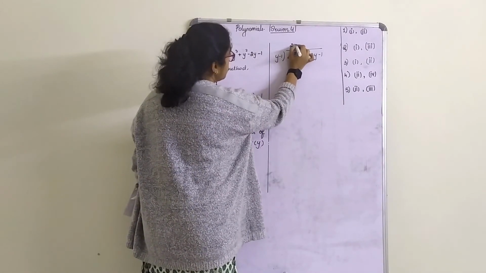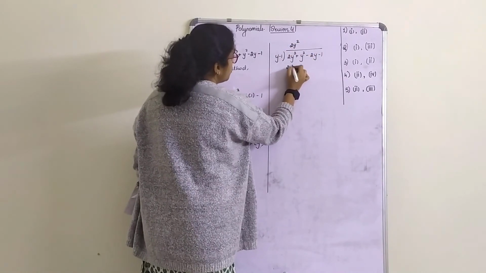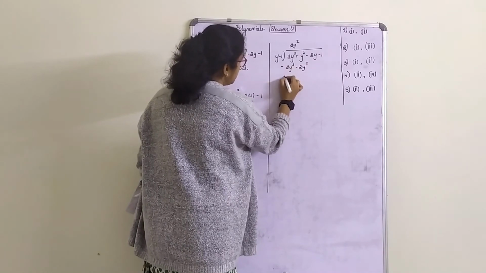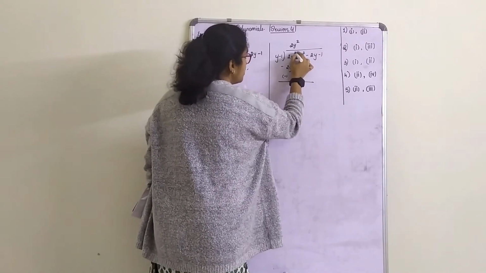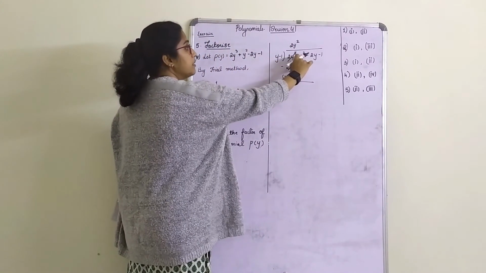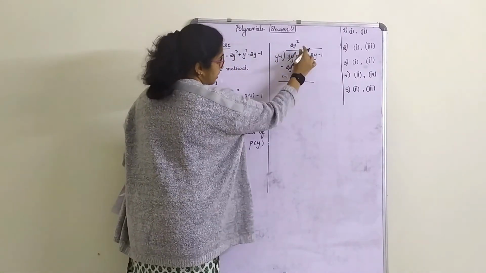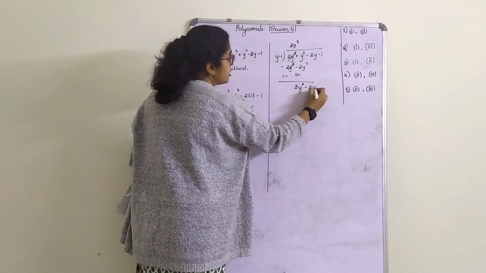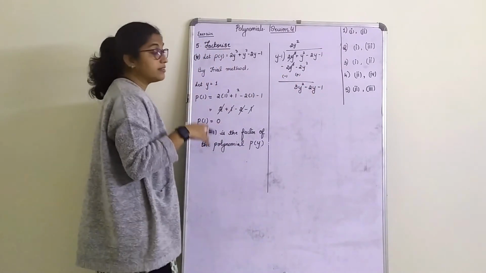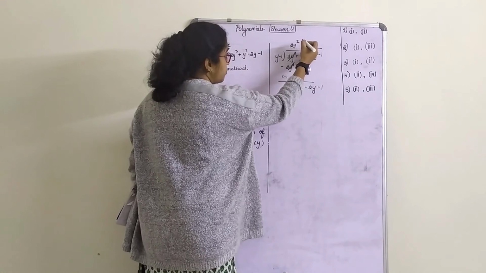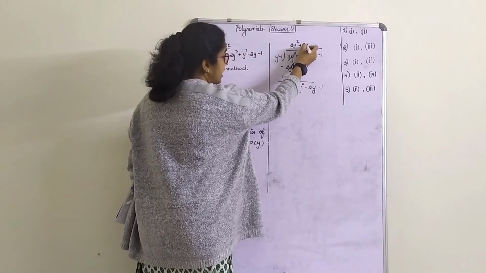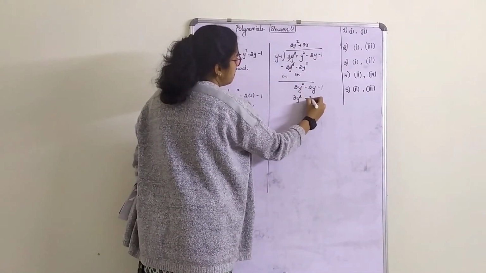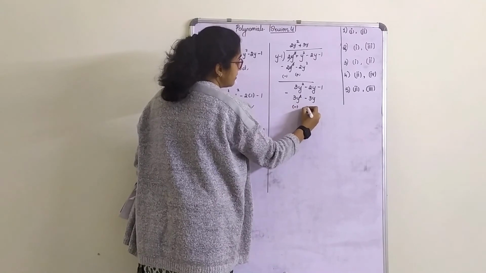So y into 2y square will give you 2y cube. 2y square into minus 1 is minus 2y square. Subtract it, change the sign. 2y cube will get cancelled. Plus y square plus 2y square is 3y square minus 2y minus 1. Just bring the remaining terms down. 3y square. So I have to multiply this with plus 3y. 3y into y, 3y square. 3y into minus 1, minus 3y.